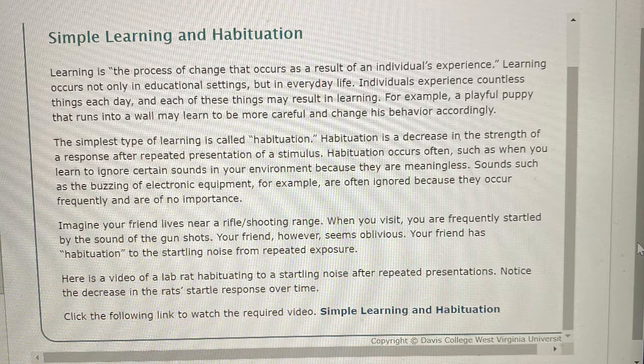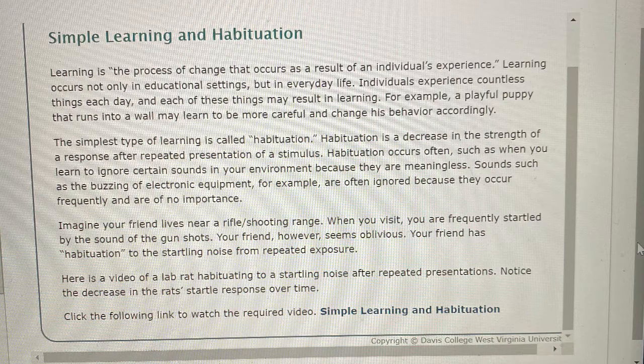Learning is the process of change that occurs as a result of an individual's experience. Learning occurs not only in educational settings, but in everyday life. Individuals experience countless things each day, and each of these things may result in learning. For example, a playful puppy that runs into a wall may learn to be more careful and changes behavior accordingly.